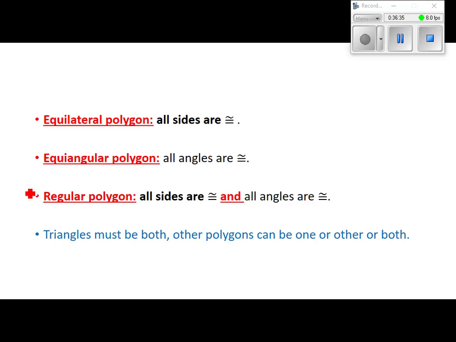Because I was asked, why do we need all these different names? But for a triangle, if it's equilateral, it has to be equal angular. And for other polygons, it doesn't have to be. That's where the distinction is. So a triangle, if it was equilateral, it also had to be equal angular. But for other shapes, it doesn't have to be.